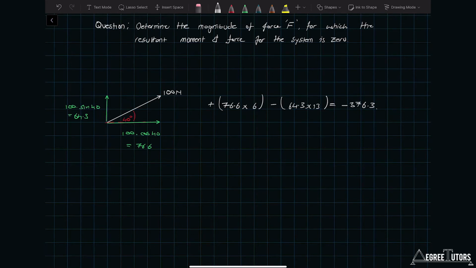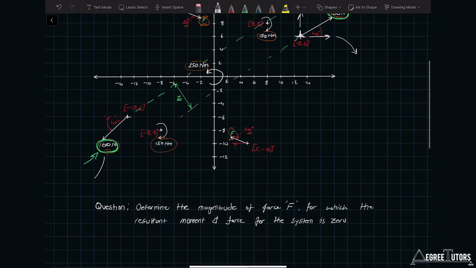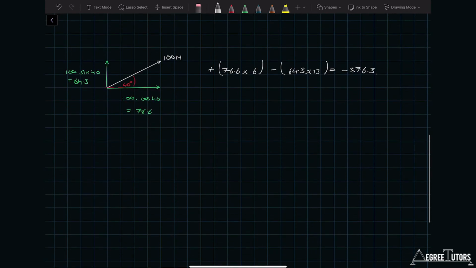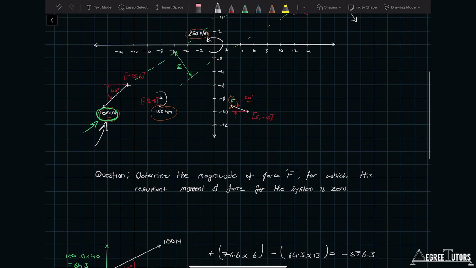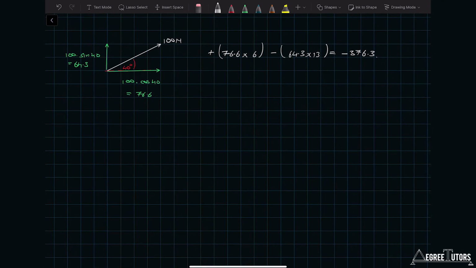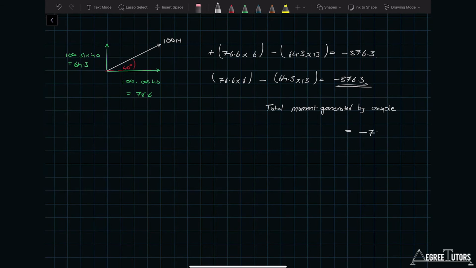376.3. Now I can do the exact same computation for this one down here, and it ends up being the exact same thing. In that case, the vertical component is again generating counterclockwise rotation, and the horizontal component is generating clockwise rotation about the origin. So we end up with pretty much the exact same thing. All right, and so the combined influence of both of those forces is going to be the two things added together. Another way of saying that is the total moment generated by that couple is equal to negative 753.2 Newton meters.